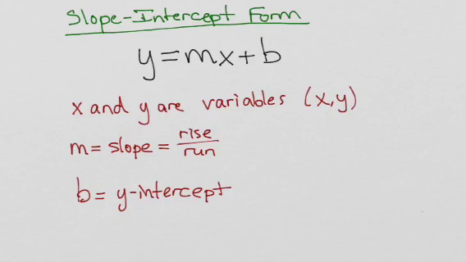First off, the x and y are variables. That means they're missing numbers. They don't mean anything. We expect to see the y and the x in the problems. There won't be numbers in those spots.